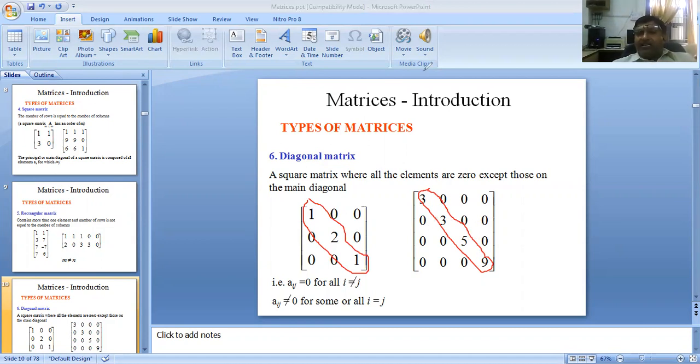So we can say that a diagonal matrix is a square matrix. It must be a square matrix. A square matrix in which all the elements except diagonal elements are 0 is called a diagonal matrix.